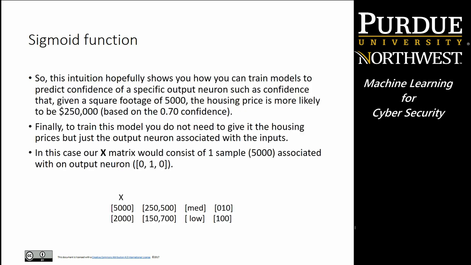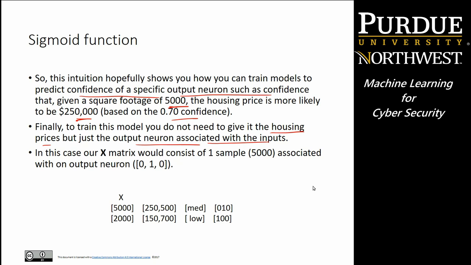So this intuition hopefully shows you how you can train models to predict confidence of a specific output neuron, such as confidence that, given a square footage of 5,000, the housing price is more likely to be 250 based on that confidence. So it learns that class and not the other ones, given the training set. And also, the intuition is to train this model, you do not need to give it the housing prices, but just the output neuron associated with those inputs. So it's like saying, instead of 250,000, now you're going to say 1 for that and zeros for the other values. So now you have the machinery to learn that part.